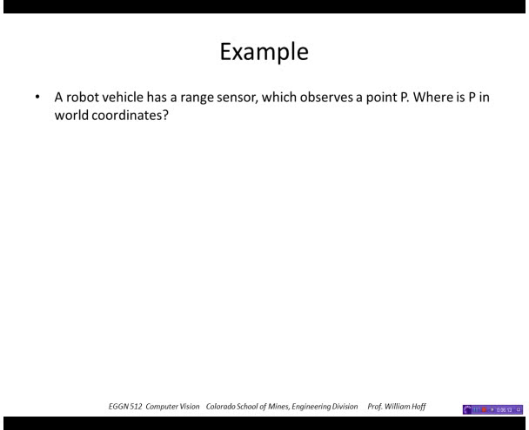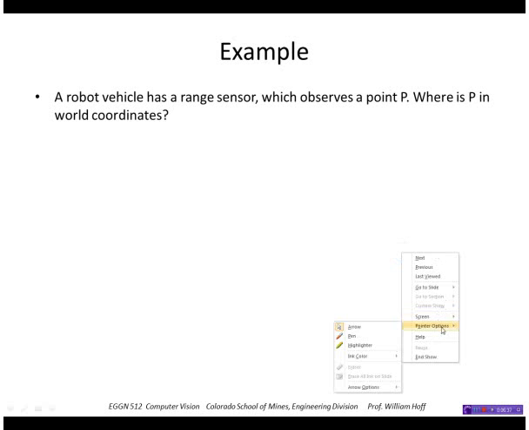Okay, let me do an example now using these transforms. So let's say I have a robot vehicle and it has a sensor mounted on it and it's sitting in the world somewhere, and we observe a point in that sensor coordinate system. We want to know where the point is in world coordinates. So let me just draw the scene here.